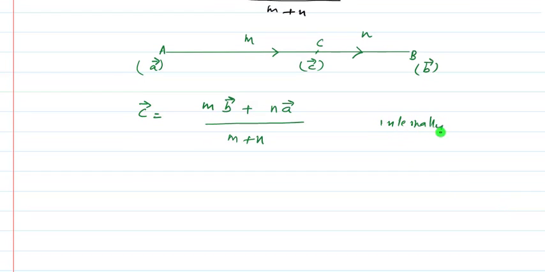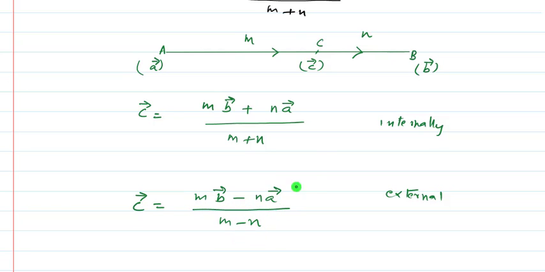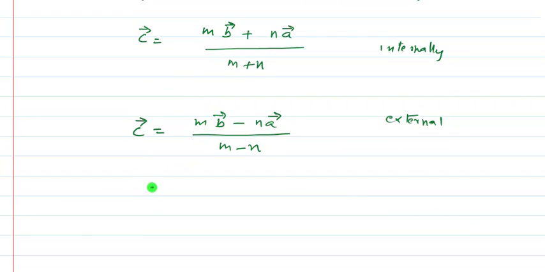Now this is for internal division. Now if the division is external, meaning the point C lies outside, beyond B somewhere, then the position vector of C is (m times vector b minus n times vector a) upon (m minus n). So this is how to use the section formula in the case of vectors. As in coordinate geometry, if C is the midpoint, then vector c is simply (vector a plus vector b) upon 2. So this is the case if C is the point which divides the vector AB at the midpoint.